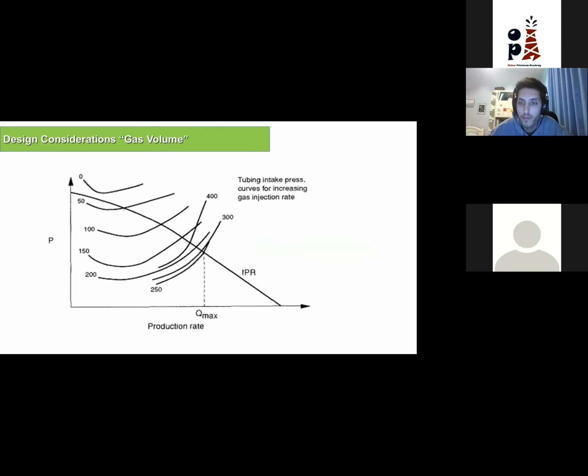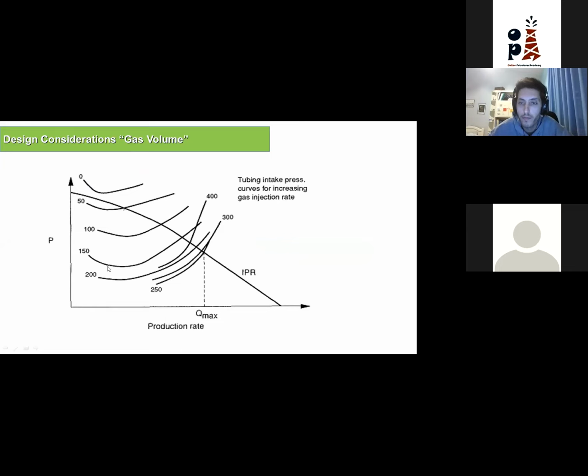So again, what actually did I do? I had a well like this. I changed the VLP of this well by introducing gas lift because I made the gas liquid ratio higher. So if I increase the gas liquid ratio or injected more gas, I will have more rate.